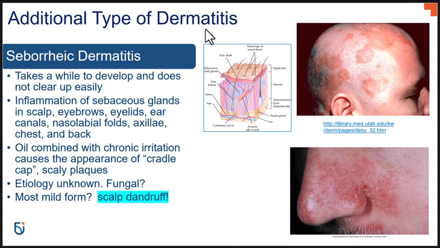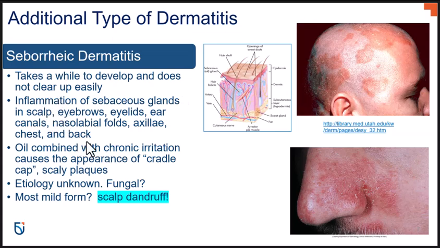One more type of dermatitis that I'm going to be covering is called seborrheic dermatitis. This is a common, usually chronic, even relapsing inflammation of the skin, and it occurs in areas that are rich in sebaceous glands. So where we find sebaceous glands, such as the scalp, eyebrows, eyelids, ear canals, nasolabial folds, the axilla or armpits, chest, and back, they can become inflamed and lead to inflammation of the skin in that area, which is called seborrheic dermatitis.